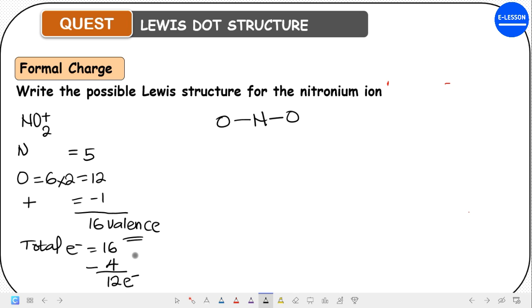So after drawing the skeletal structure, place 2 electrons in each bond in the skeletal structure. Now we have this bond, we've placed 2 electrons. We know a bond contains 2 electrons. Then the next step is identify the terminal atoms. Which of them do you think is the terminal atom? Anyone that is not the central atom here is the terminal atom. So the 2 oxygens are the terminal atoms.